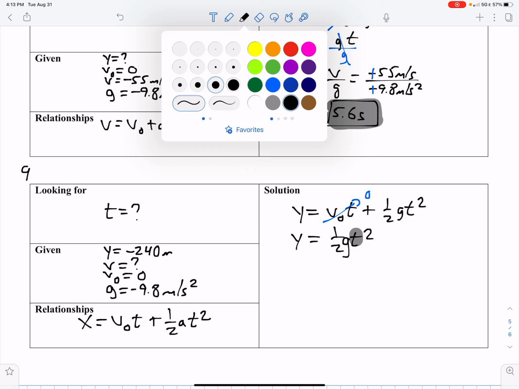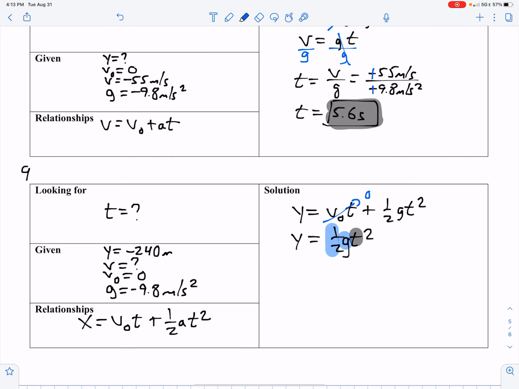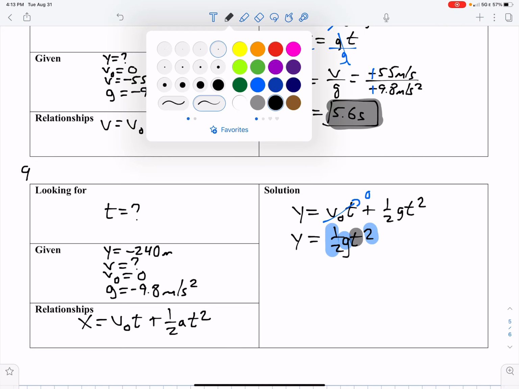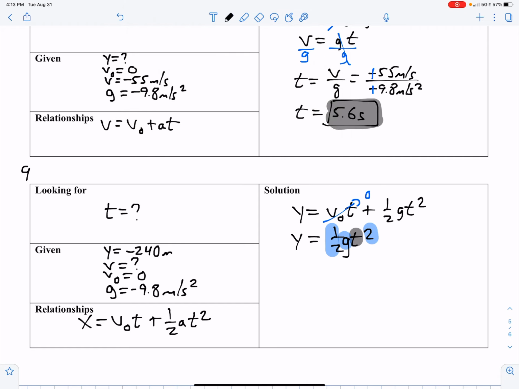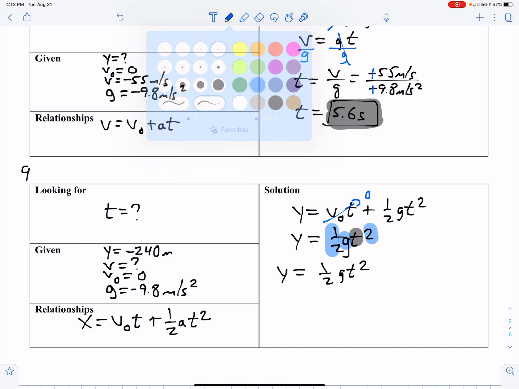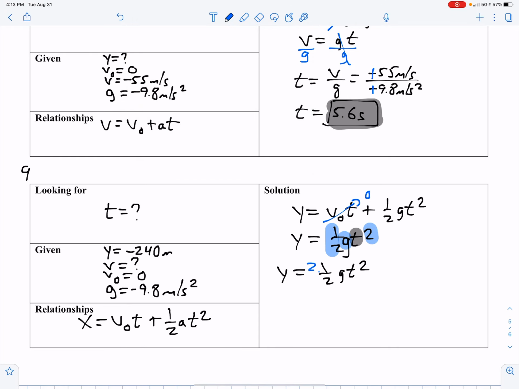So to get t by itself, you have to get rid of the 1/2, the g, and the squared. Let's take a look at this step by step. y is equal to 1/2 g t squared. To get rid of the 1/2, we're going to begin by multiplying both sides by 2. You can see the 2 cancels the 1/2, and the 1/2 is now gone. Rewriting this, we get 2y is equal to g t squared.